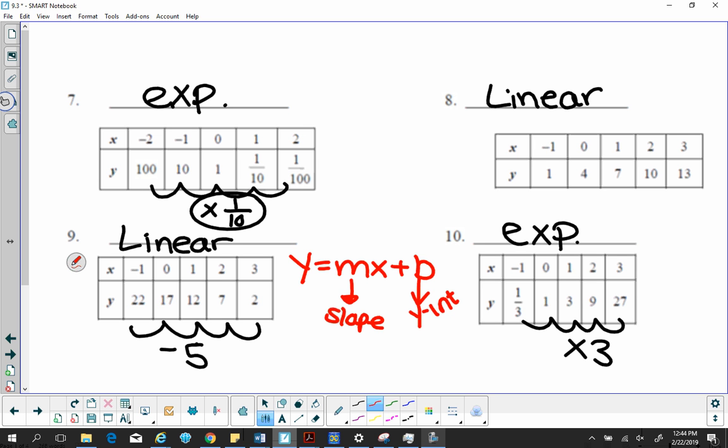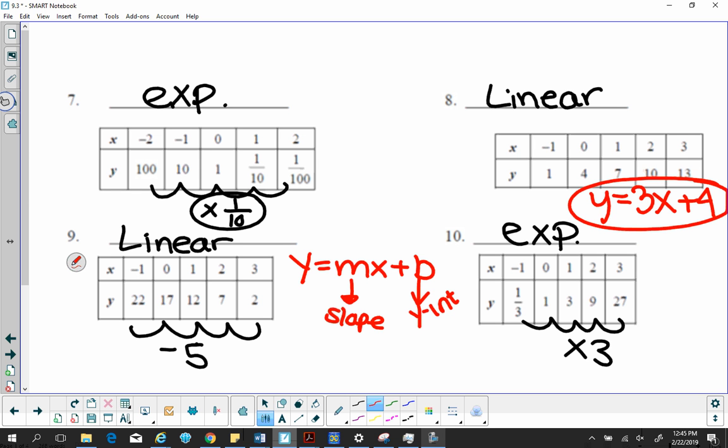So knowing that, who can give me either 8 or 9, the equation of that table? Those are linear ones. Kayla, y equals, which one are you doing? 8. Okay. Y equals 3x plus 4. Beautiful. Did everyone get how she got that? She saw it was adding by 3, so that's her slope, and the y-intercept is 4.